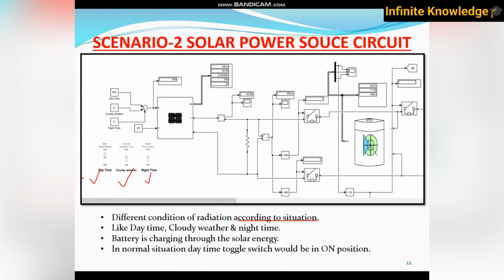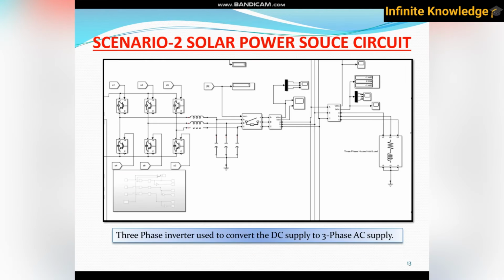I have used a battery to reduce the start-stop or even to reduce the spiking. The battery will charge first and then supply the load, so it will protect our load from any voltage imbalance. And the last one is the normal situation, with the daytime toggle switch in the on position. And this is the inverter part, a three phase inverter, DC to three phase AC supply.